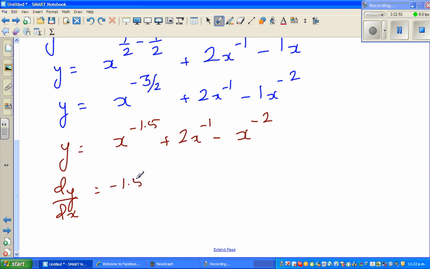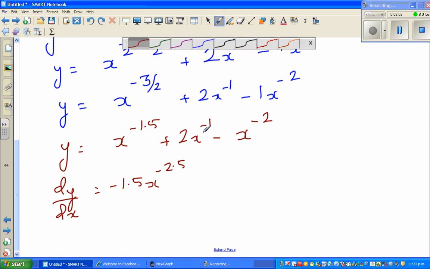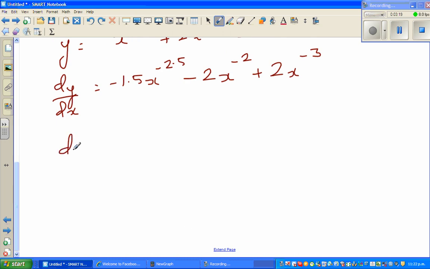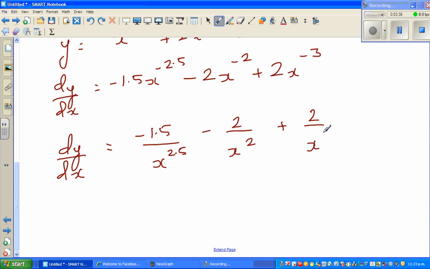So it's minus 1.5 x to the power, if you decrease this by 1, minus 2.5, plus, I'll change this to minus, because when you drop this power down, 2 times negative 1 is minus 2 x to the power minus 2, and when you drop this down, this will become plus 2 x to the power minus 3. So dy by dx, simplifying this a little, is minus 1.5 over x to the power 2.5, minus 2 over x squared, plus 2 over x to the power 3, or x cubed.